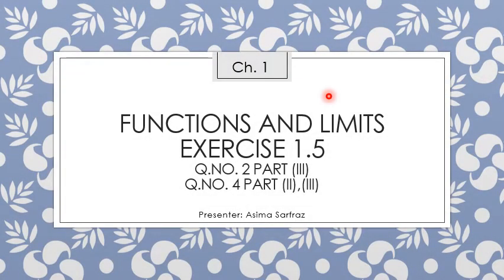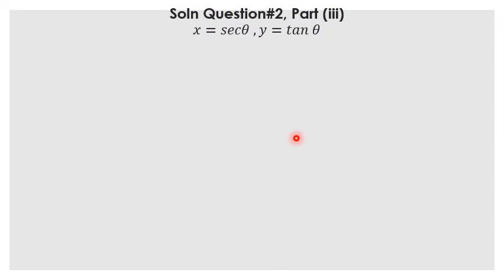Bismillahirrahmanirrahim. Today's topic is functions and limit exercise 1.5, and we are going to solve question number 2 part 3 and question number 4 part 2 and 3. Question number 2 part 3: we are given two parametric equations, x equals secant theta and y equals tan theta, and we have to draw its graph.